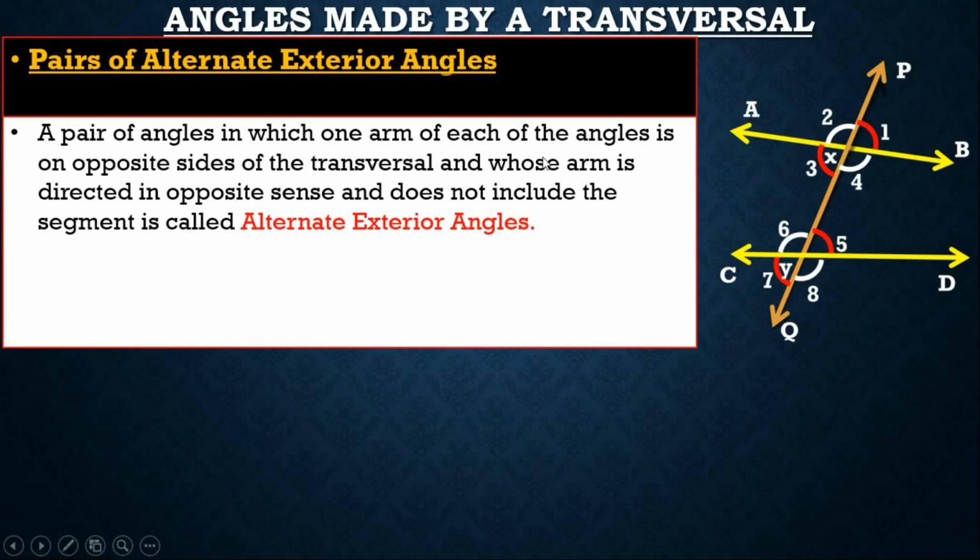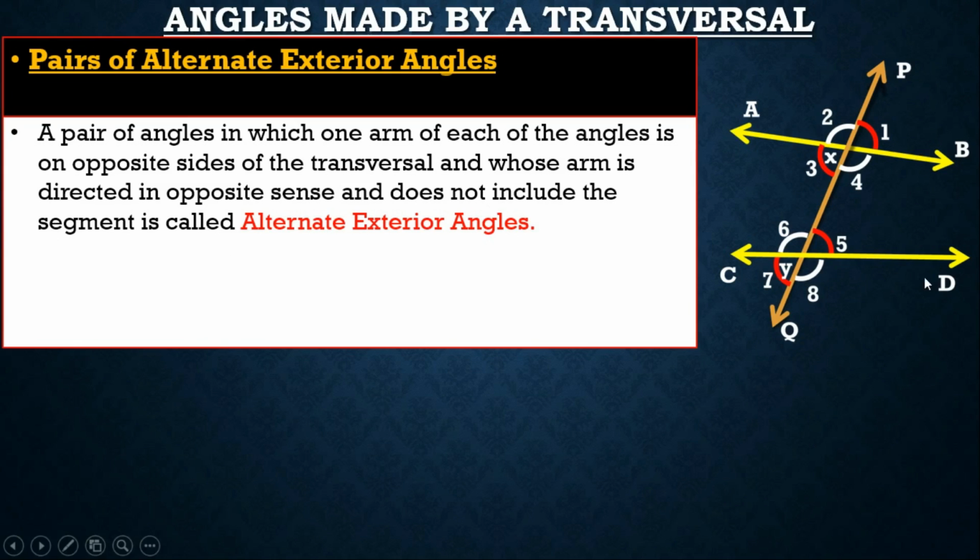Now let us move to the second condition, that the other arms are directed in the opposite sense. Which is the other arm? XP and YQ are the other arms. This arm should be in the opposite sense. What is the meaning of opposite sense? It should be in the opposite direction. We can see that the arm XP of angle PXA is going in the upward direction, and the arm YQ of angle DYQ is going in the downward direction. So both conditions are satisfied, and it does not include the segment.